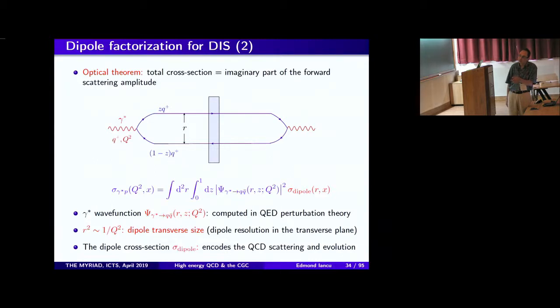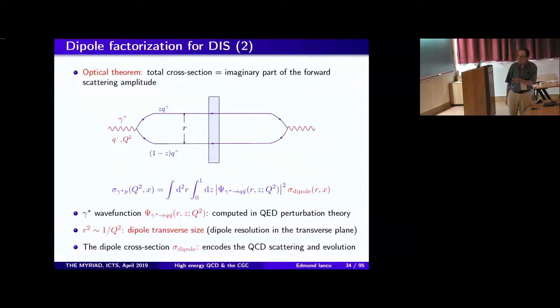That's the splitting of the energy between quark and antiquark. So the longitudinal momentum of the photon was q plus, and that of the quark is z q plus, that of the antiquark is (1 minus z) q plus. So the wave function is differential in r and z, and then I have to integrate over all the r's and all the z because I can create a dipole with any size r and any longitudinal fraction z for the quark, given the kinematics of the external photon.